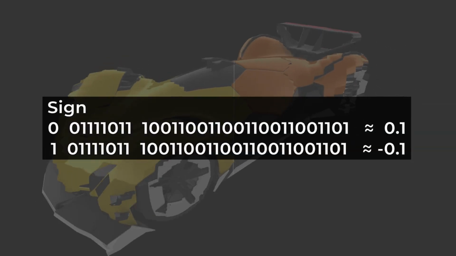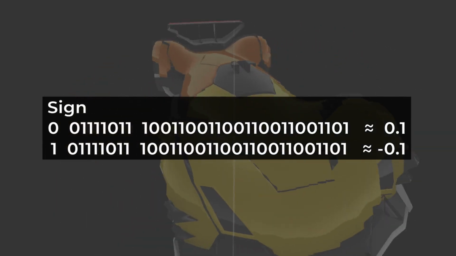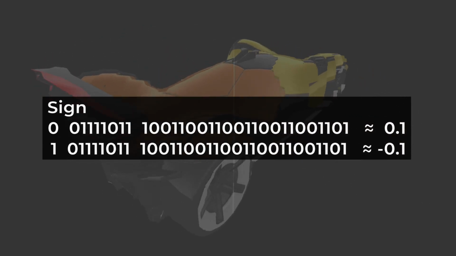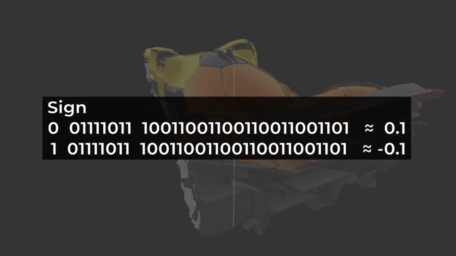The sign bit is the most straightforward. 0 is a positive number, 1 is a negative number. So switching this bit to 1 makes the number negative.